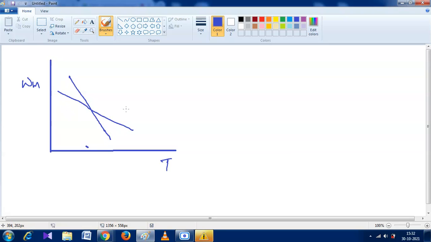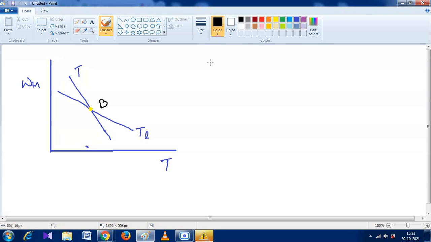Suppose we have a curve like that. This is T and this is TL. Say the operating point is now B, or you can say this is an equilibrium point B. We have to check now whether it is stable or not. So what do we do at that time?